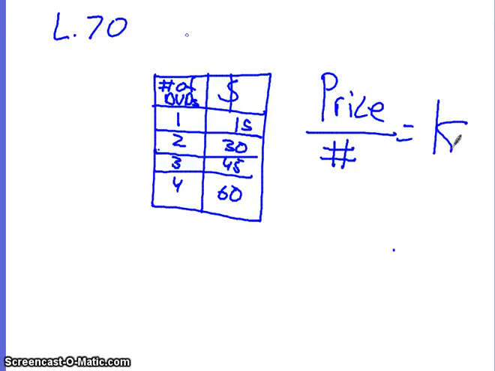Or you could write it out this way. Price equals 15 times the number. So 15 times 4 would tell you 60. Okay? So you could write these problems two different ways. Which takes us to page 471 with the first example.